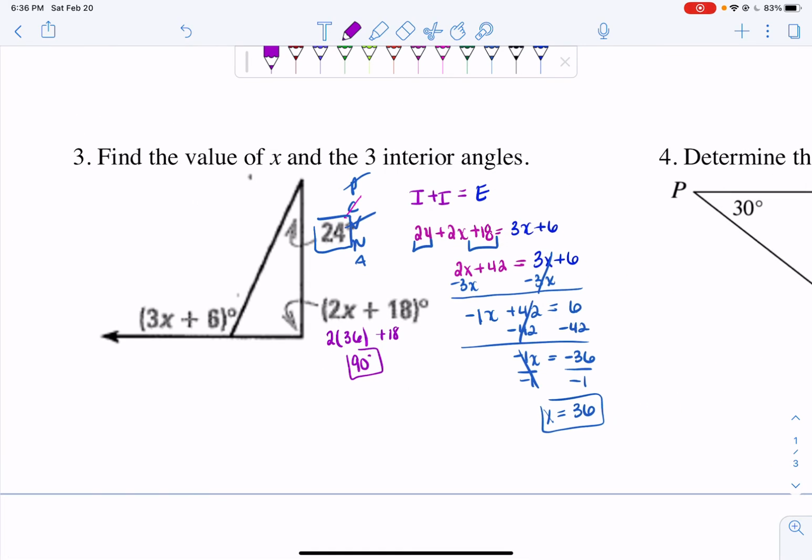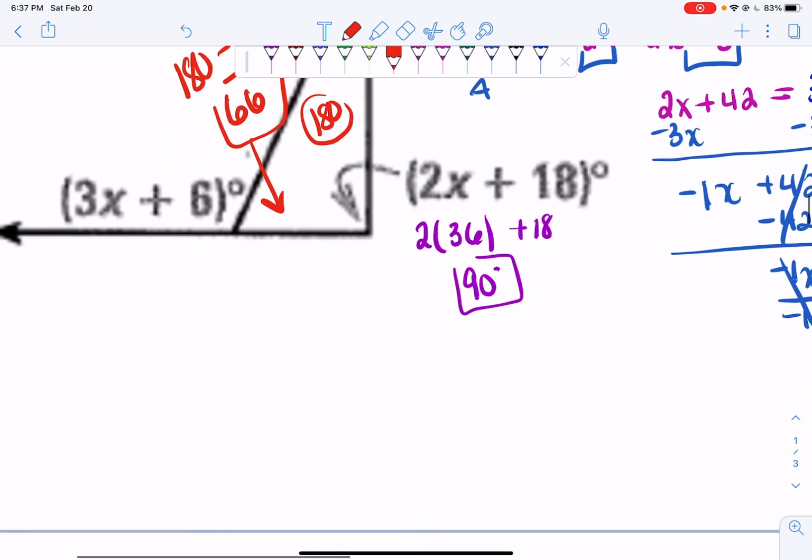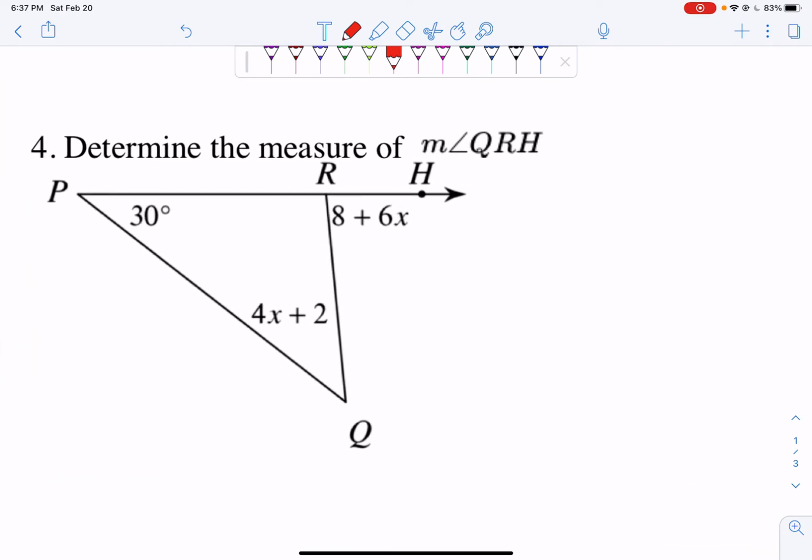So we have 90 degrees and 24 degrees. We know triangles have 180 degrees. So that means this angle right here is going to be 180 minus 90 minus 24. Do 180 minus 90 minus 24, and I get 66. So my angles in this triangle are 24 degrees, 90 degrees, and 66 degrees. That's your final answer.